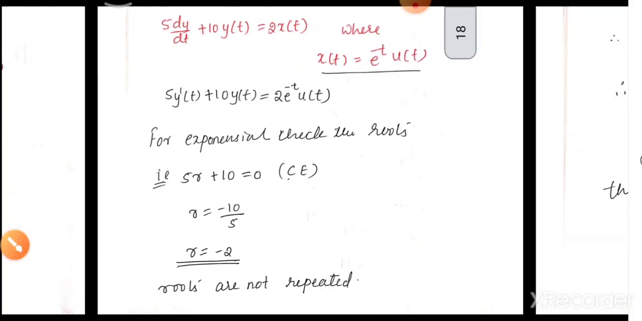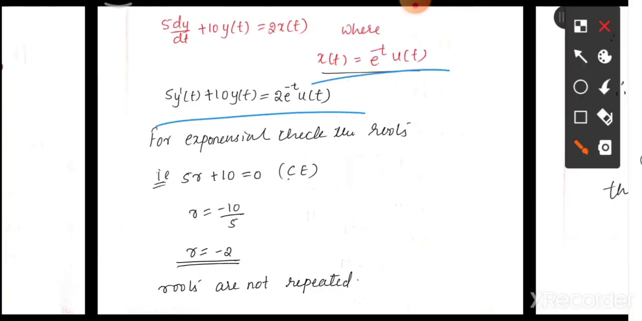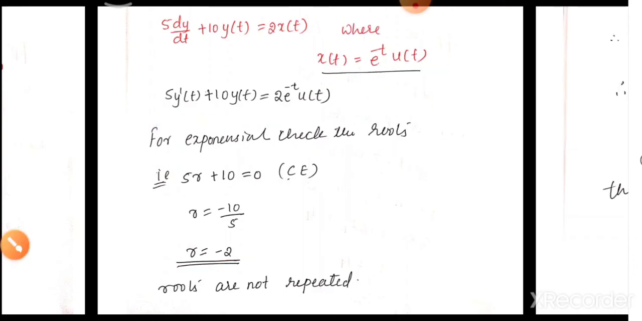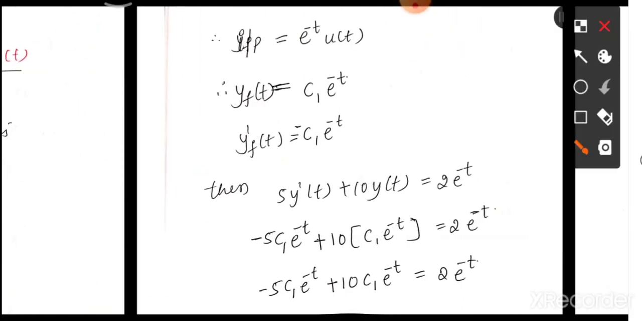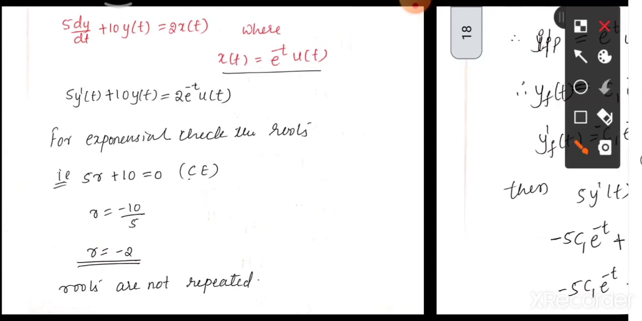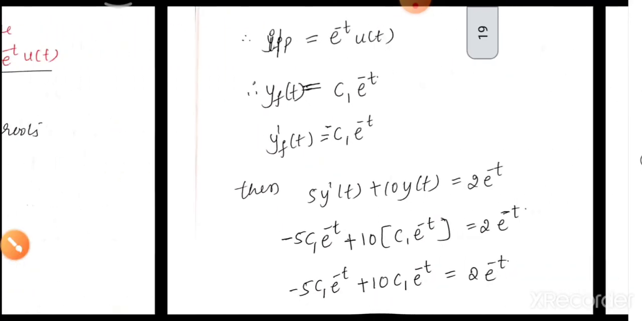Let's take x(t), substituting this in this equation, as equation 1. For the exponential, we are supposed to check the roots: r is equal to minus 2. So the roots r and alpha are not equal, and we can take this as c1 e^(alpha t). Alpha was minus 1 here, so directly y(t) is c1 e^(-t). Now we have to differentiate this and substitute in the equation to calculate the constant value.